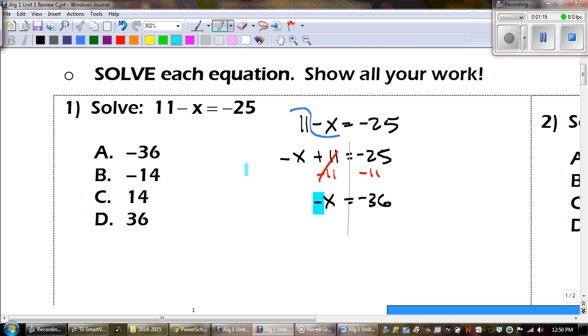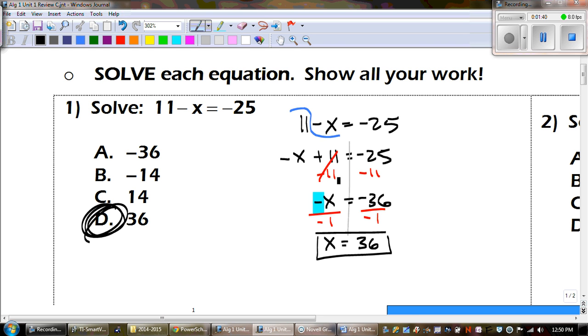Now, the variable is not by itself because there's that negative sign in front of it. So to get rid of it, I'm going to divide by a negative 1. Okay? Don't be like, oh, look, it's negative 36, that's my answer. No. Get the x by itself first, and a negative divided by a negative is a positive. So our answer is D.